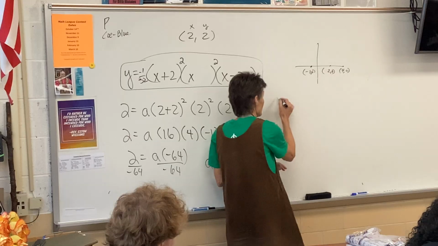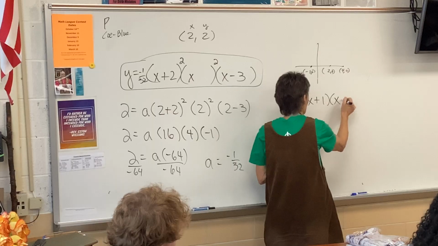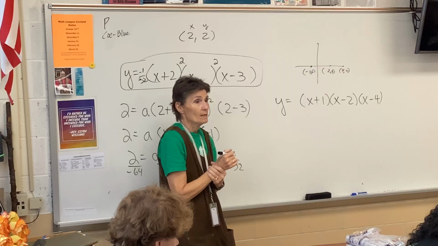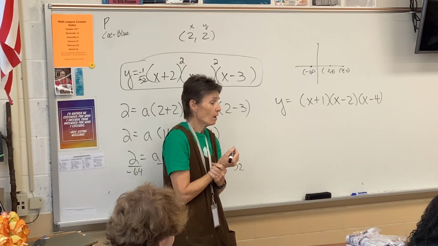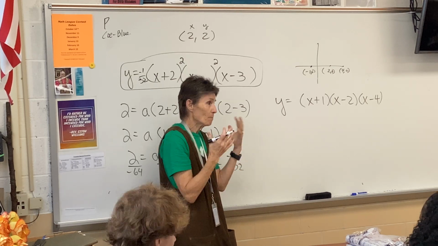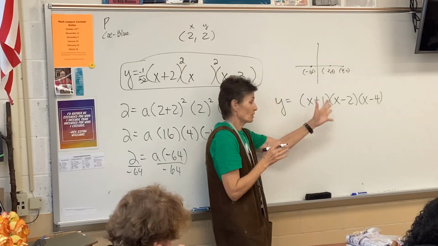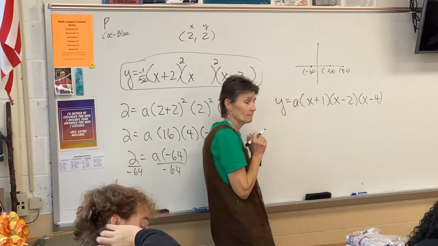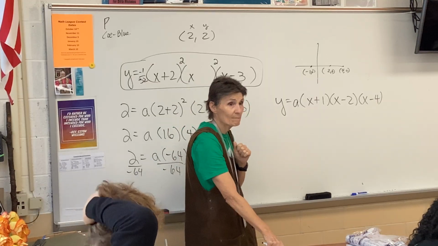What do I know about my equation? y equals a times x plus 1, x minus 2, x minus 4. Without a picture, I have no idea if I'm bouncing or not, so I'm not going to mess with it. If I don't have a picture in front of me, I don't know. So, I'm just going to leave it like that. The only thing that's missing is that a. I can figure that out because notice they gave me another random point.